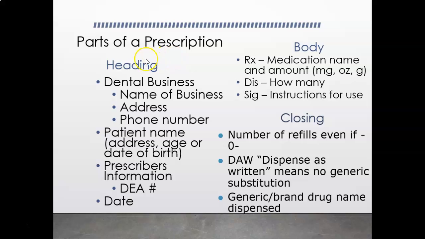So like I said in the previous slide, the parts of the prescription are the heading, which has the dental business, name of the business, address, phone number, patient name, address, age, date of birth, prescriber's information, DEA number, and then the date. Then the body is going to have the medication name and the amount, so milligrams, ounces, grams, that sort of thing. The DIS, which is how many, and then the SIG, which is instructions for use. And then the closing is going to talk about the number of refills, instruction like dispense as written, meaning no generic substitution, or generic brand drug name dispensed.